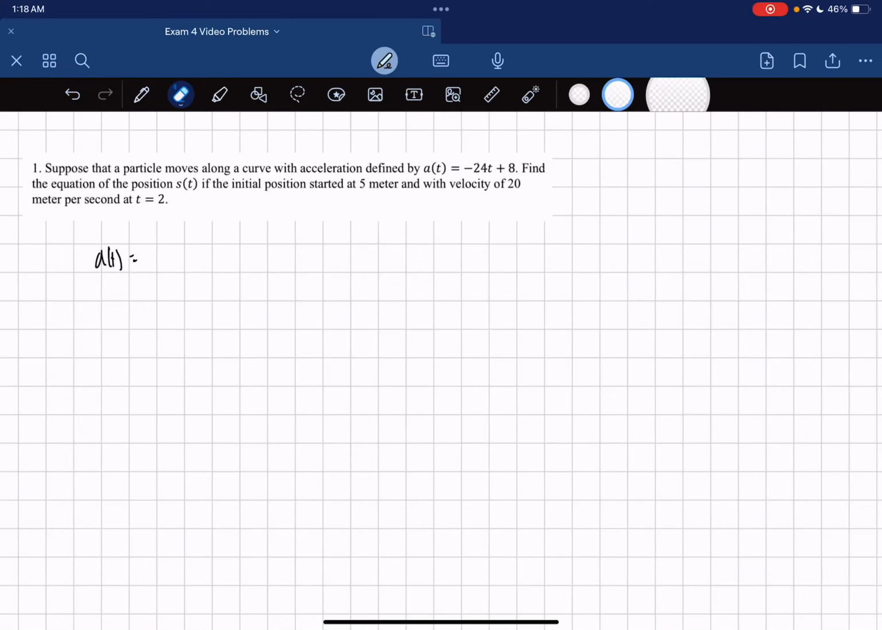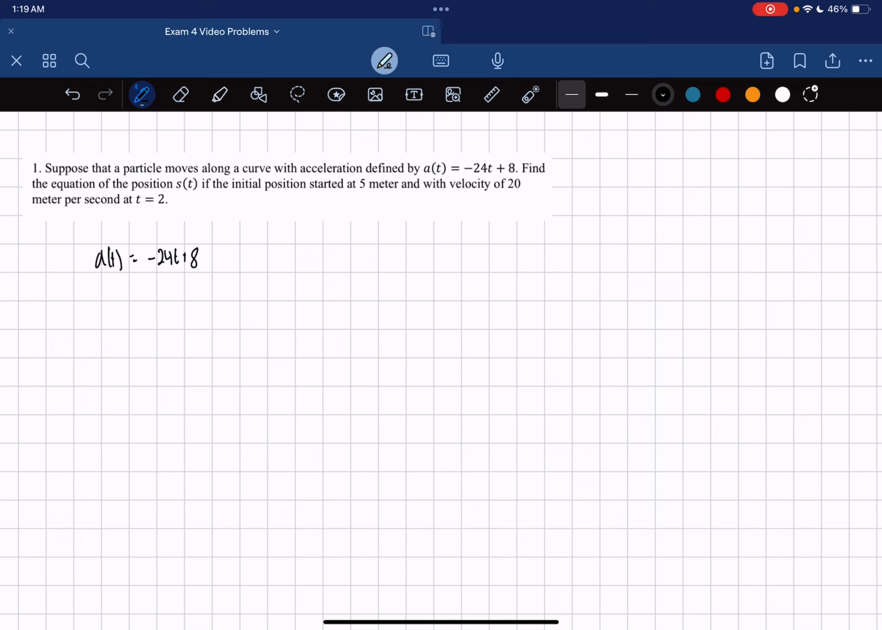On problem 1 of exam 4, it tells us, suppose that a particle moves along a curve with acceleration defined by a of t equal to negative 24t plus 8. Find the equation of the position s of t if the initial position starts at 5 meters with a velocity of 20 meters per second at t equals 2. So, from what we know from this problem, a of t is equal to negative 24t plus 8.